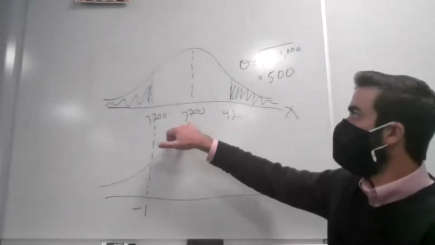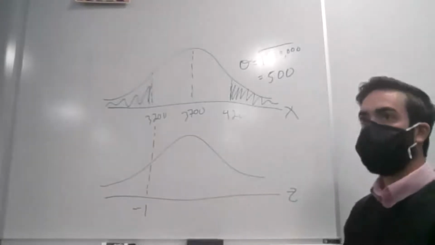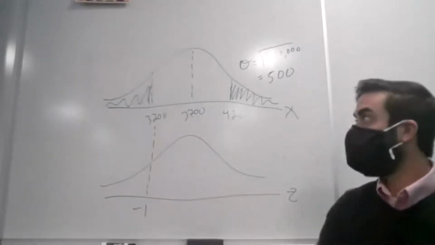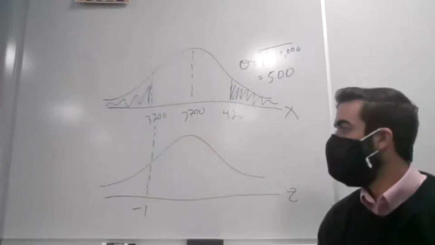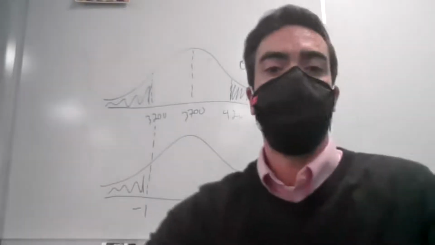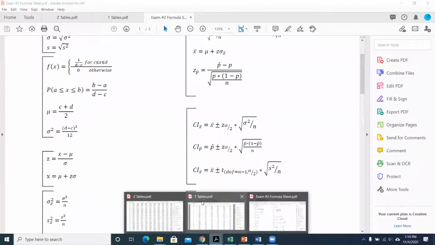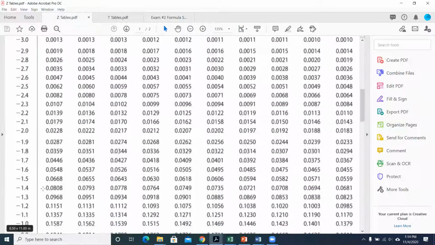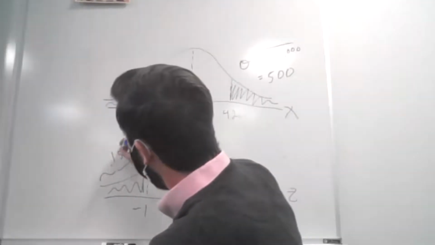Notice we were 500 below the mean. The interpretation of our z-scores is the number of standard deviations away from the mean. So here we're just 1 standard deviation below the mean. We want to find this area. We go to the table and look up -1. This is nice because we want the area to the left, which is what the table gives us. So -1.00 gives 0.1587. This area is 0.1587.